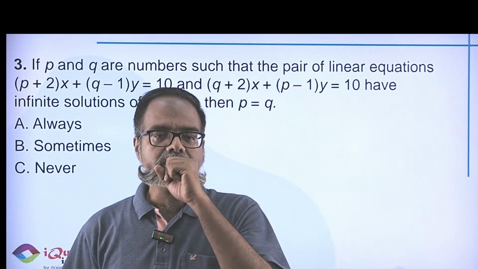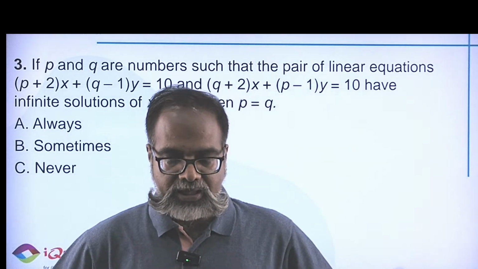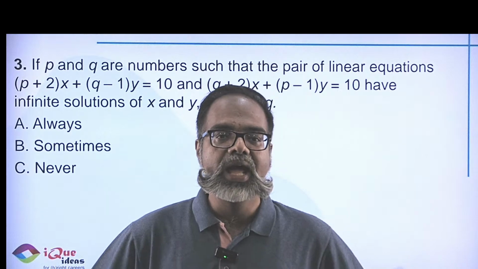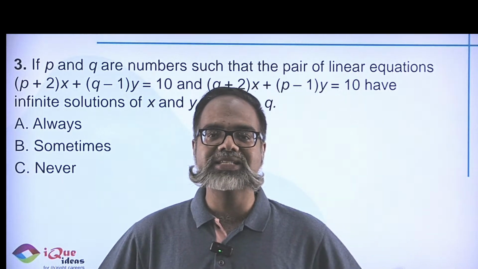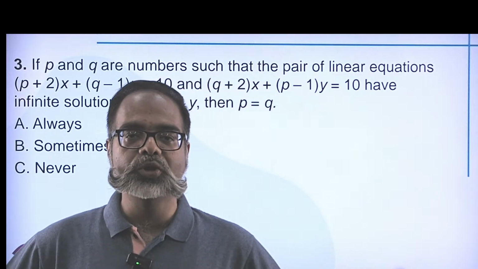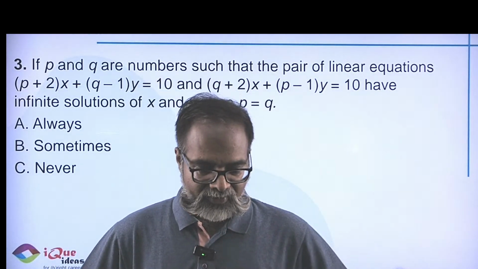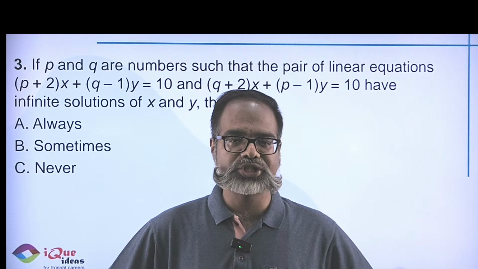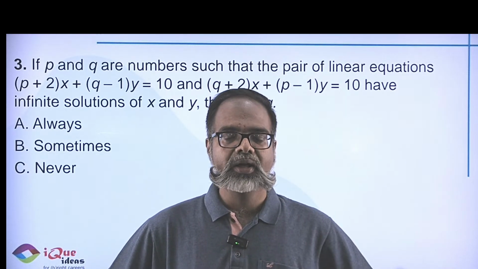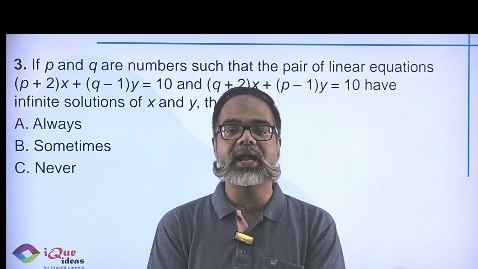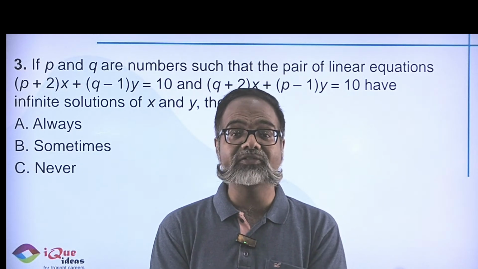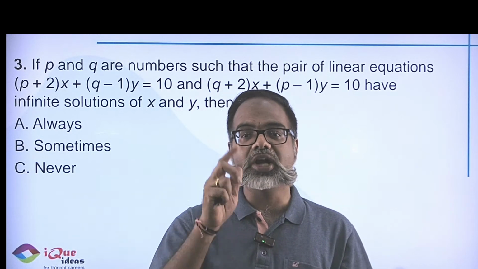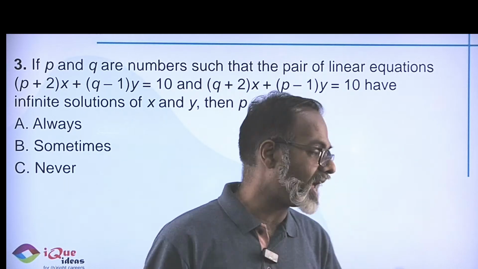it says, if P and Q are numbers such that the pair of linear equations blah blah blah is 10 and blah blah blah is 10 have infinite solutions of X and Y, then P is equal to Q. Again, is it always, sometimes, or never? Guys, in 9-10 standard, when you were introduced to the concept of simultaneous linear equations, solving two linear equations together, the first fundamental concept that you were taught was to identify whether the two equations have infinite solutions, no solution, or a unique solution. And do you remember the funda for that?